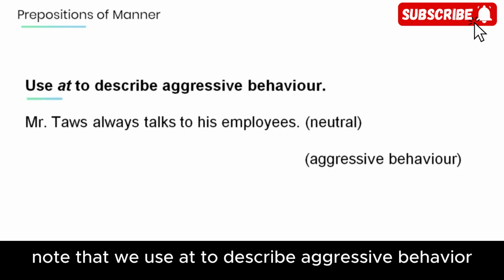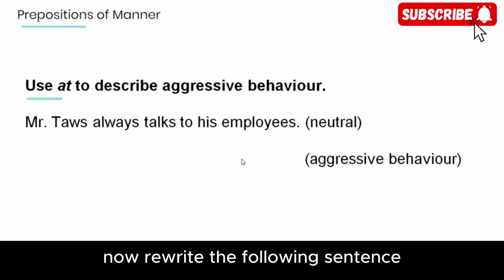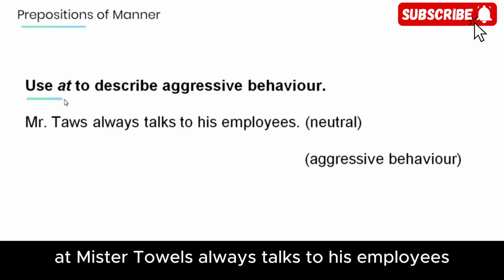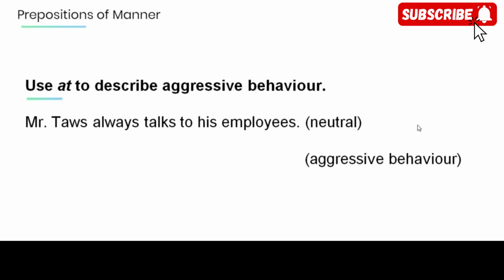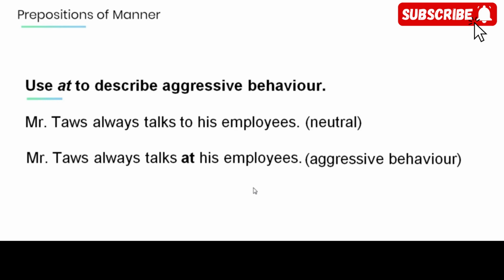Also note that we use at to describe aggressive behavior. Now rewrite the following sentence using the preposition of manner at. Mr. Towles always talks to his employees. Neutral. Mr. Towles always talks at his employees.